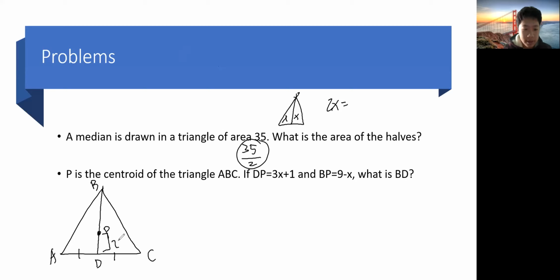So two things about angle bisectors. One, we have the angle bisector theorem, which is right here. And secondly, we have the incircle and the inradius. All right, now we go on to problems.